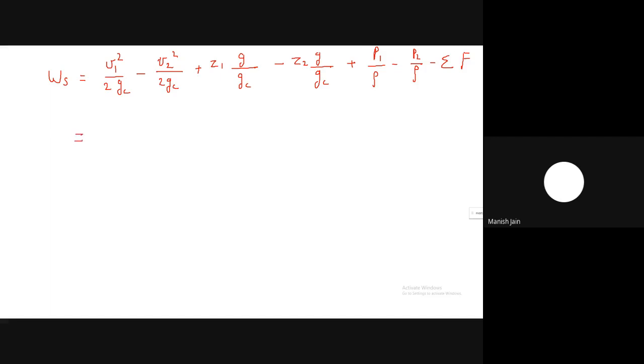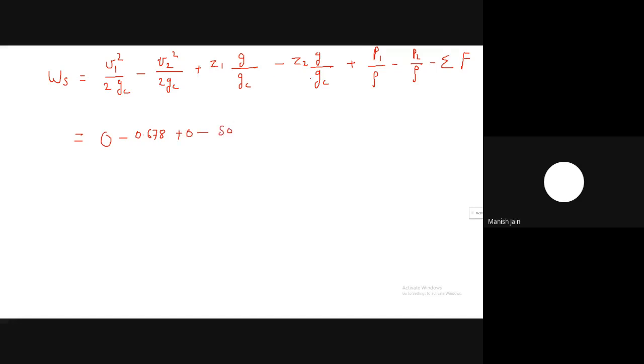Just substitute the values. V1 is 0, so here you will get 0. Just substitute the value of V2 and solve the problem. You will get the value of 0.678. Now Z1 minus Z2. Point 1 is 0, point 2 is 50. So Z1 is 0, so you will get plus 0 minus Z2, which is 50.